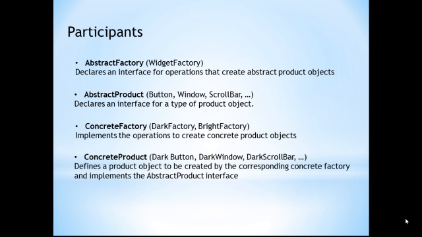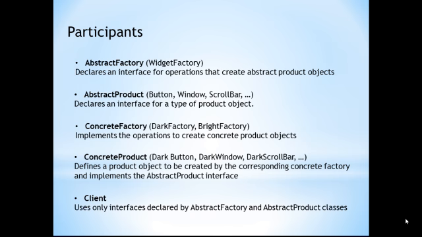Next, we have the concrete product, so the dark button, dark window, dark scroll bar, and we have the same for the bright look and feel. And it defines a product object to be created by the corresponding concrete factory and implements the abstract product interface. And at the end, we have the client, which uses only interfaces declared by Abstract Factory and Abstract Product classes.